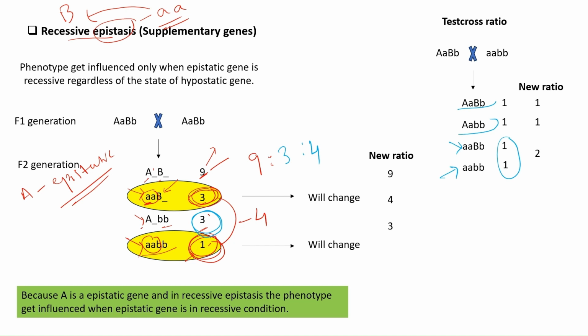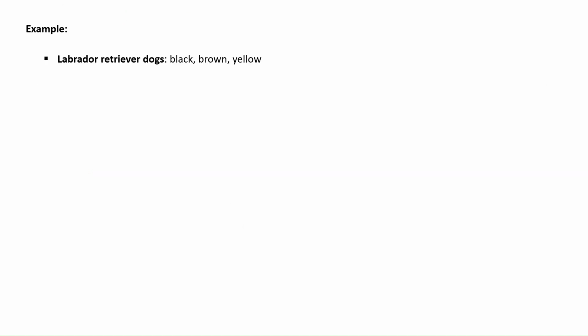For this also and for all the future types of epistasis, only remember the law of independent assortment ratio, that is 9:3:3:1. And also along with that, the 9 is for what type of character, 3 is for what type of character, 1 is for what type of character. By that only you can get the ratio for any kind of epistasis. So this is recessive epistasis.